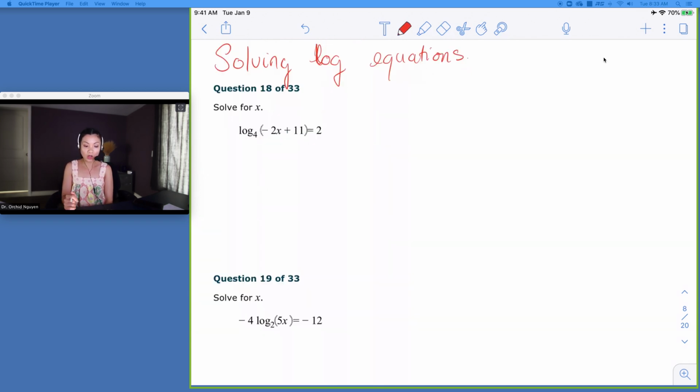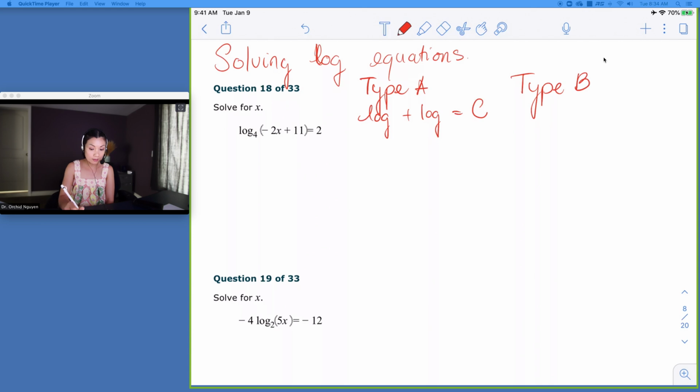Let's try to solve the log equations. So what I have right here, you will see that sometimes we have two types, type A and type B. So type A is you probably see log and then you have maybe another log, but then somewhere in there you have a constant. Type B is you see log everywhere. You don't see a constant. Okay, so for example, number 18, you see that we have a constant. So that's type A. So how do we deal with type A?